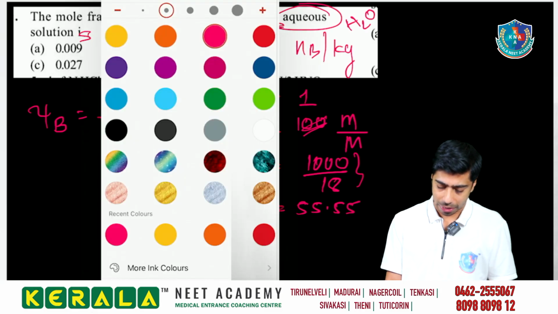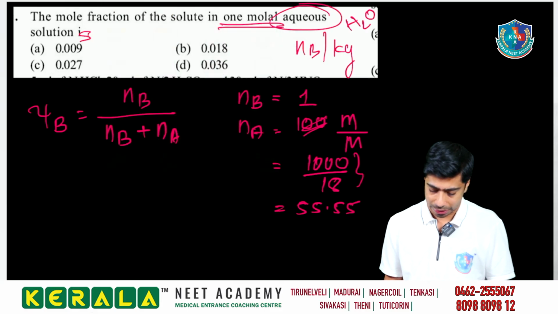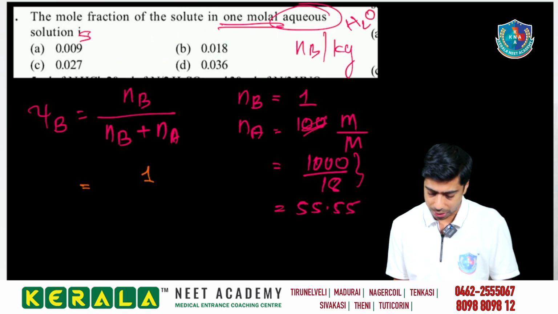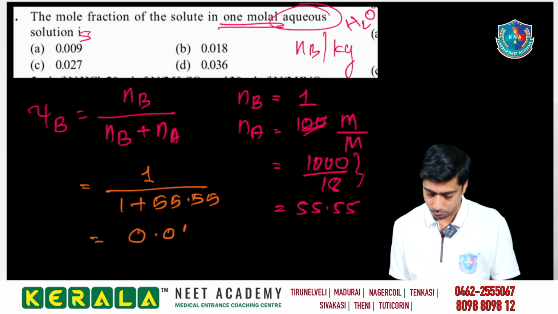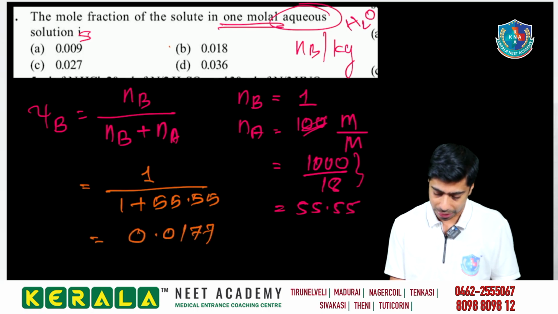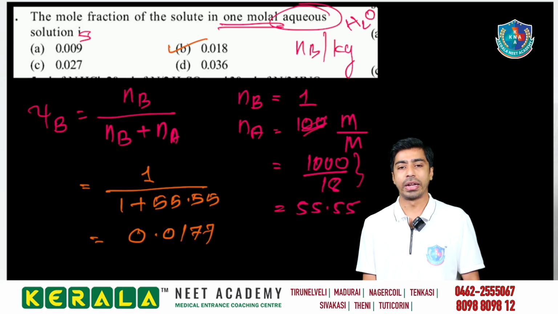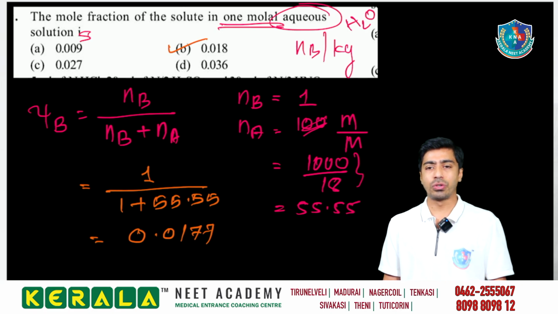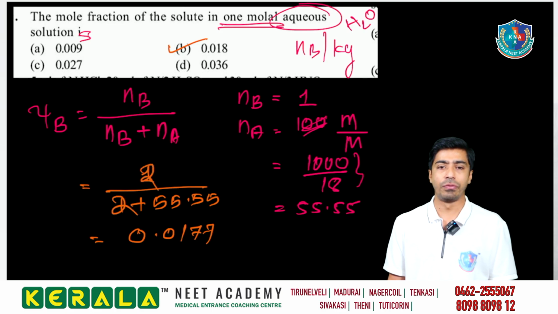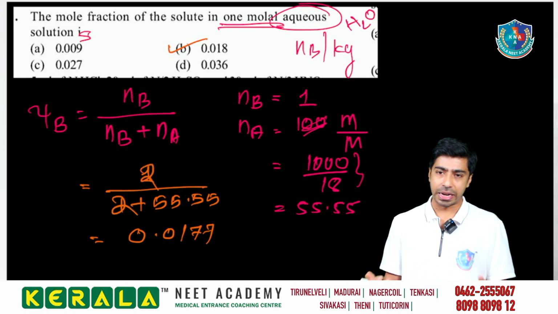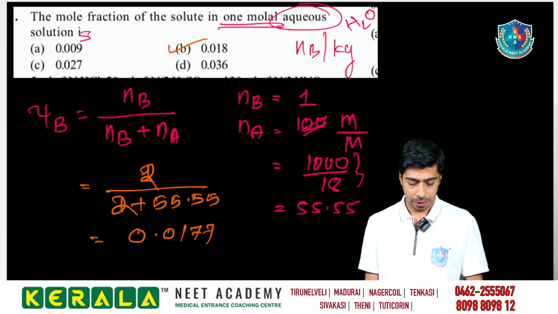Now we'll apply the values. On applying the values, you'll be getting chi B equal to 1 divided by 1 plus 55.55. So the answer is around 0.0177, so we'll get the answer as 0.018. Okay. And if it is a 2 molar aqueous solution, then the answer will be 2 divided by 2 plus 55.55. Or if it is 10 molar, it will be 10 divided by 10 plus 55.55.